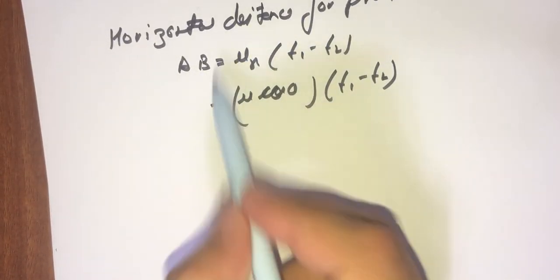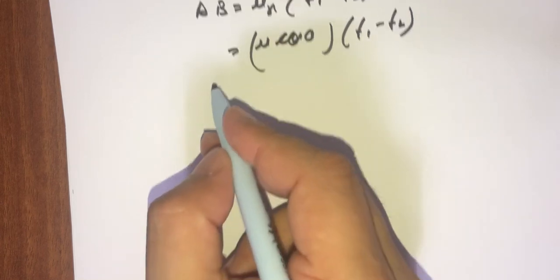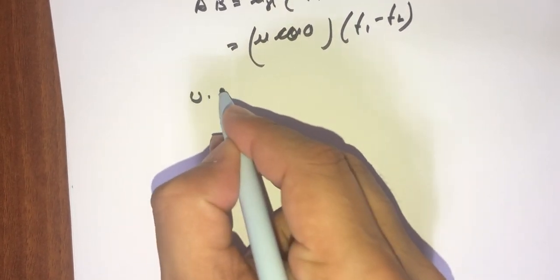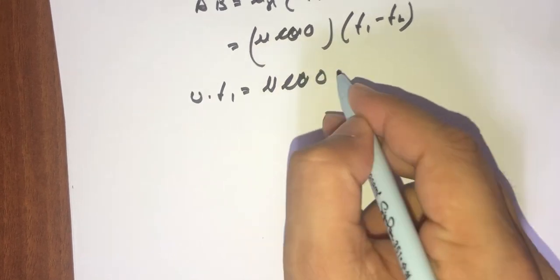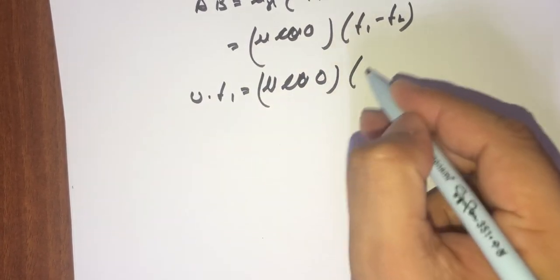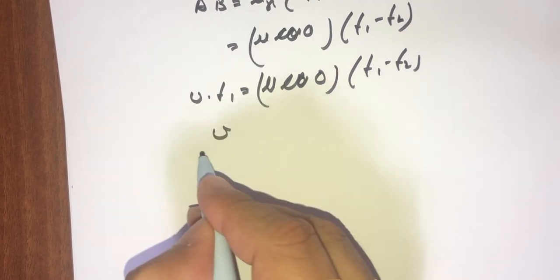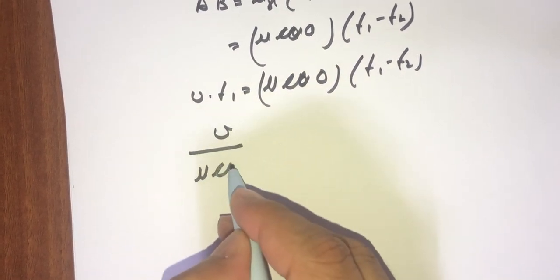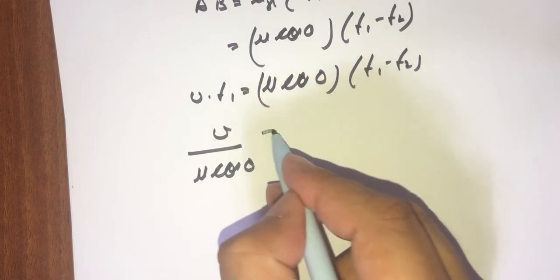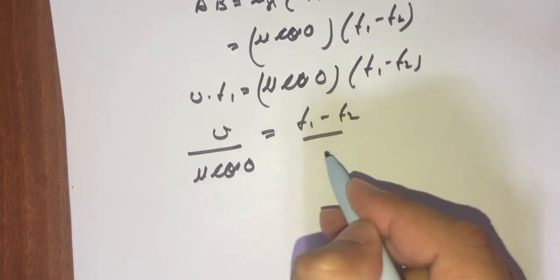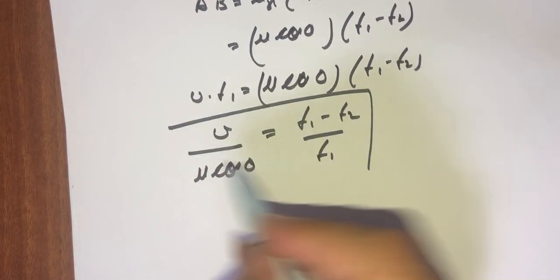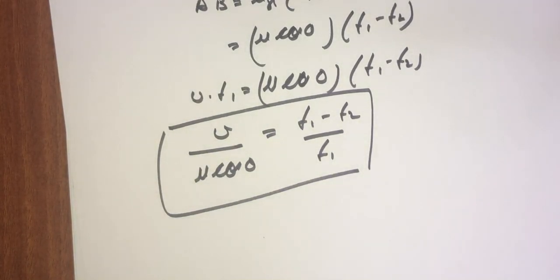Okay, now AB will be equal to AB. So we can say that V into T1 is equal to u cos theta multiplied by T1 minus T2. So the horizontal velocity of the bird divided by the horizontal velocity of the stone is given as T1 minus T2 divided by T1. So this is the ratio of their velocities.